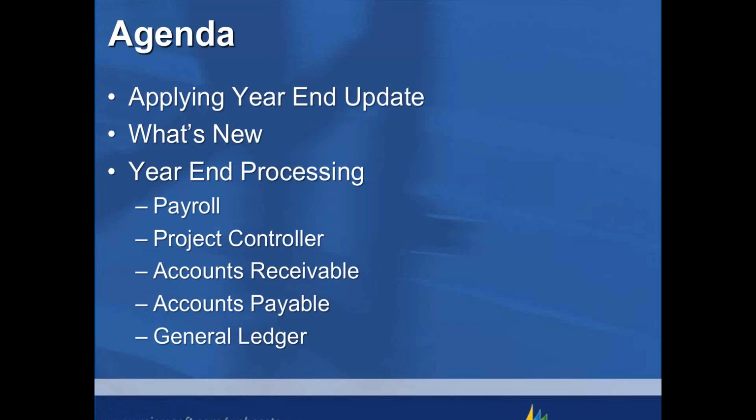Okay, first of all, the agenda. There's a year-end update file. I'll give you instructions on where to find that sort of thing and whether or not you need to apply it as part of the presentation. But that's something that's downloadable from Microsoft. We'll take a look at what's new in Dynamics SL 2011 and 2015. And then we'll go through the year-end processing for payroll, project controller, accounts receivable, accounts payable, and finally, general ledger.